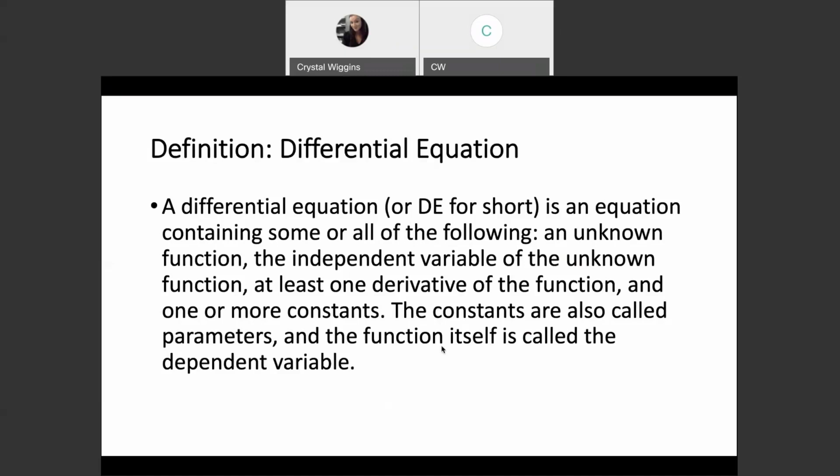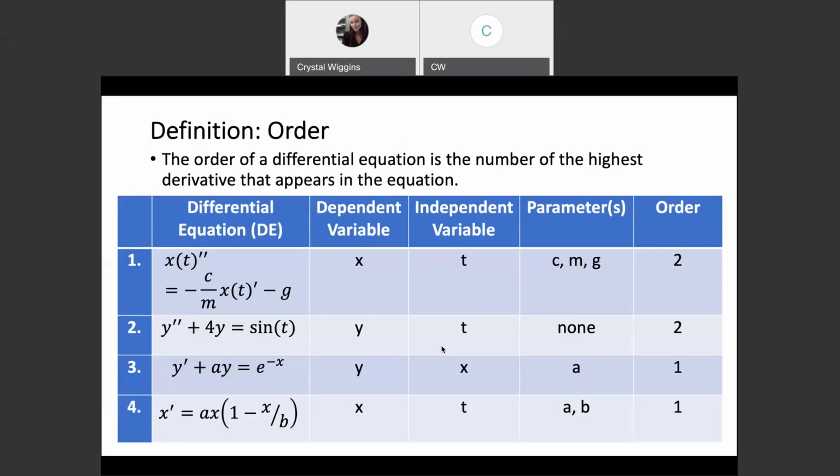So for example, if we look at the very first column, here are some examples of differential equations, and I did them in several different forms, different notations, different variables that I used. So here we have a definition of an order. The order of a particular differential equation is the number of the highest derivative that's in the equation. So for this first row, I have x of t double prime is equal to negative c over m times x of t prime minus g.